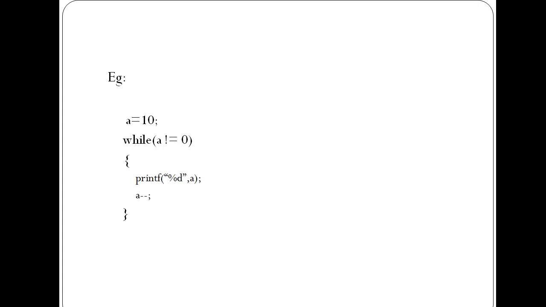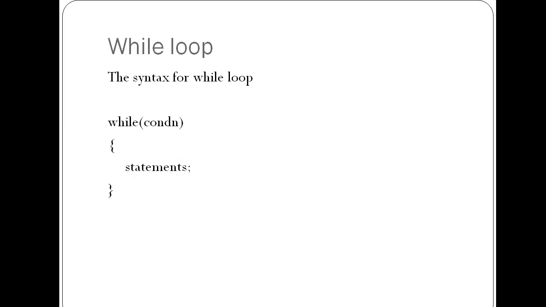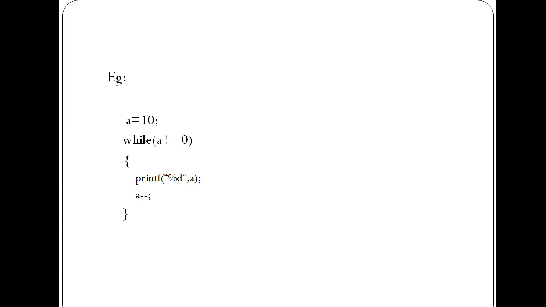So let's see by taking one example. For example, if you want to print the value of a in decrement order, then you can use a while loop. I have my value of a as 10, and now I am going to apply a while loop. As you have already seen in the previous slide, the syntax for while loop is while, condition and then set of statements. Similarly, I have my while.